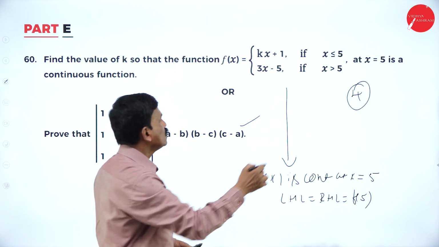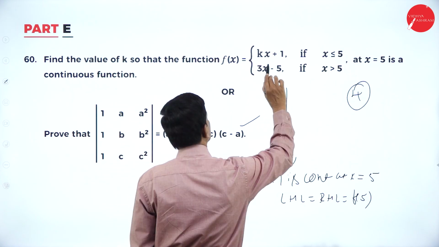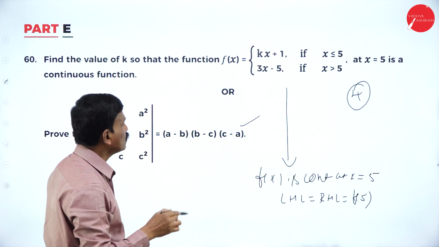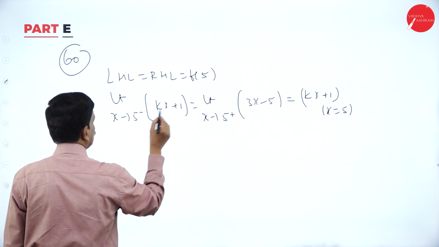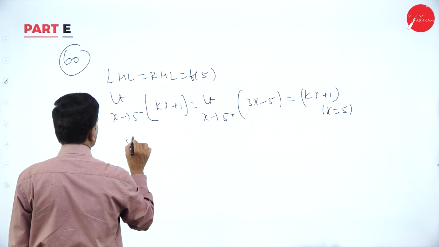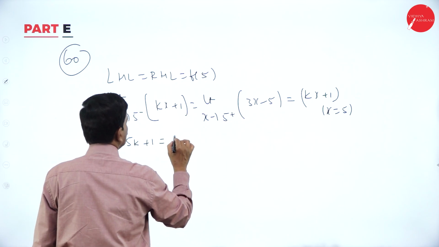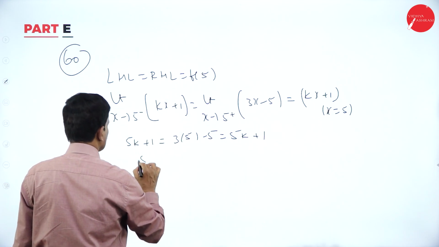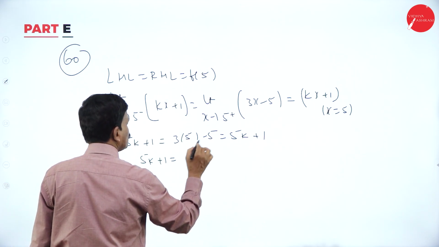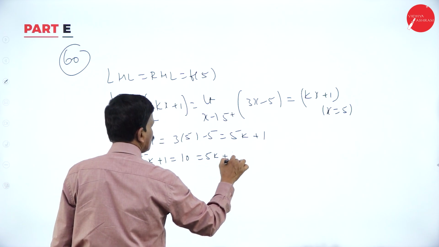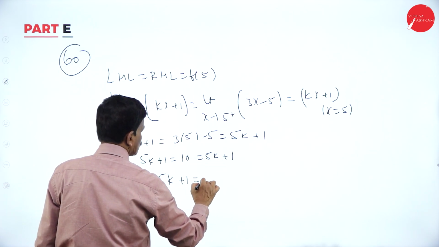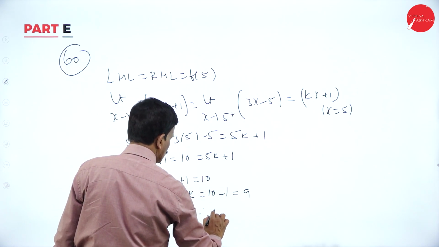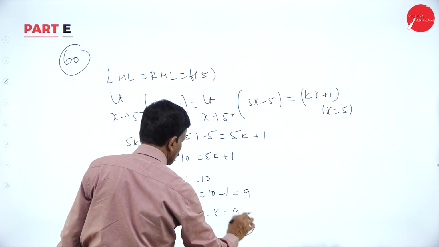Left hand limit means when x is less than 5, f of x is kx plus 1. Greater than 5 means right hand limit, you will get 3x minus 5. Equal to 5 means kx plus 1. Substitute here, put x is equal to 5. 5k plus 1 is equal to 3 into 5 minus 5, that is 15 minus 5 is 10. Equate: 5k plus 1 is equal to 10. 5k is equal to 10 minus 1, 10 minus 1 is 9. Therefore, k is equal to 9 by 5.